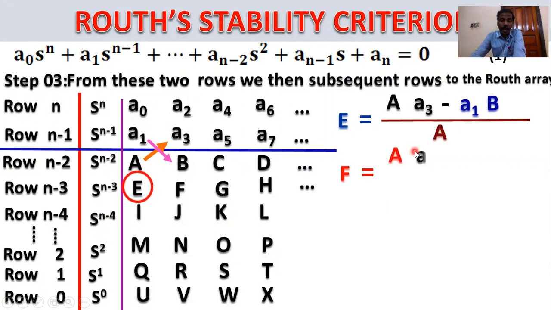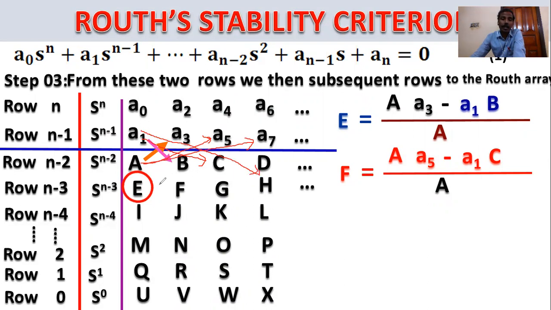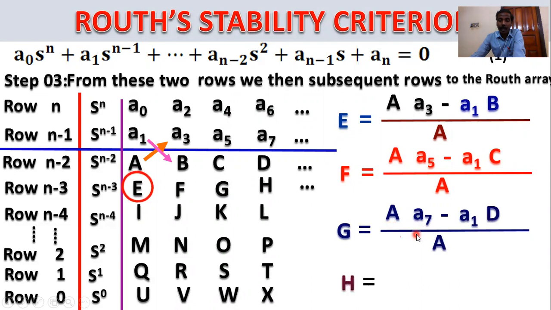Similarly, what is F? F equals A into A5 minus A1 into C divided by A. Similarly, G equals A into A7 minus A1 into D divided by A. And finally, H equals A into dot, dot, dot minus A1 into dot, dot, dot, divided by A. Similarly calculate Q, R, S, T, U, V, W, X.